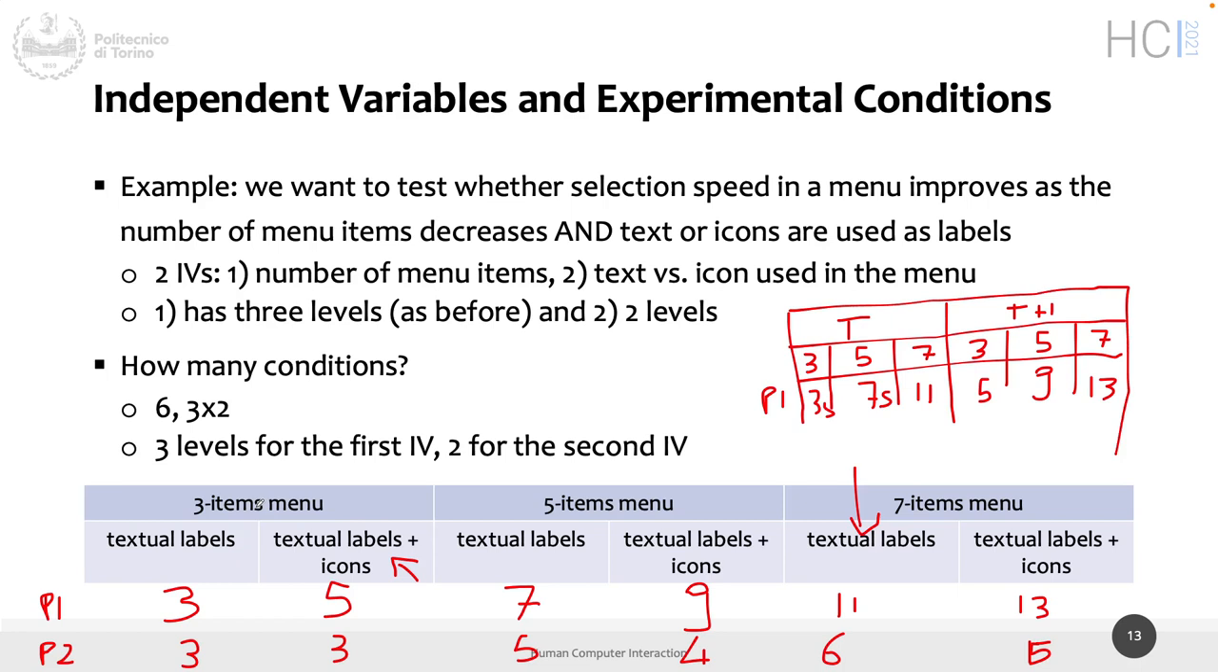This number is the result of the interaction between these two variables. But is it led by the three item menu, or is it led by the fact that it's a text and not an icon? So there is this interaction between the two independent variables. And this is a question that we cannot really answer now looking at this table in a specific way. We cannot say, oh yes, this three is 99% due to the three item menu, and we don't care about the other independent variable. We cannot say this one here. So this is the interaction effect.